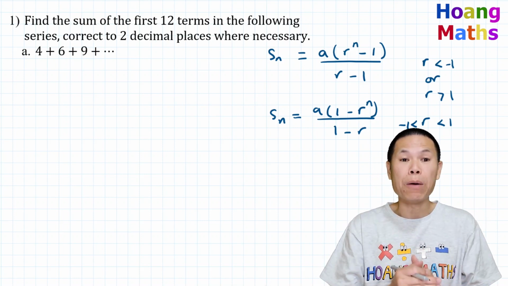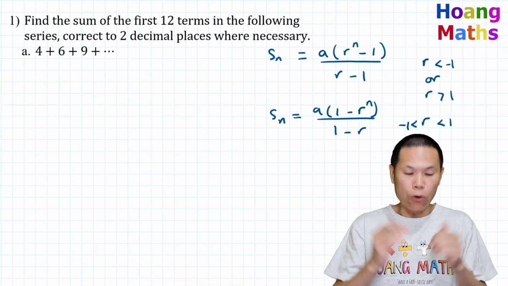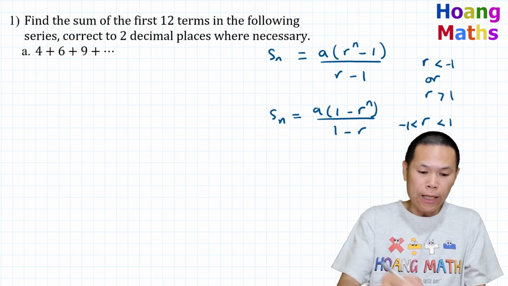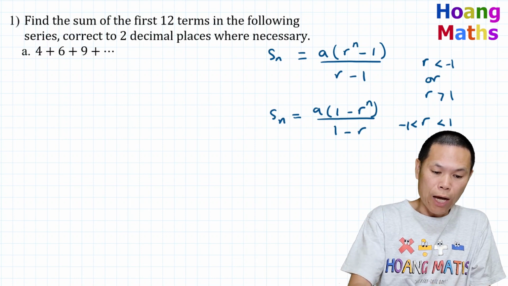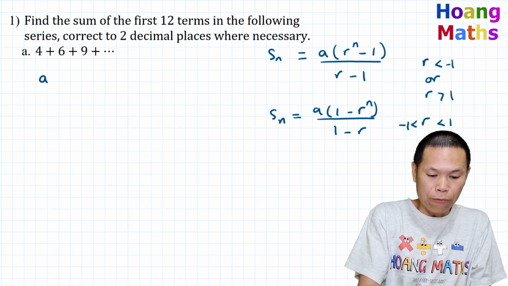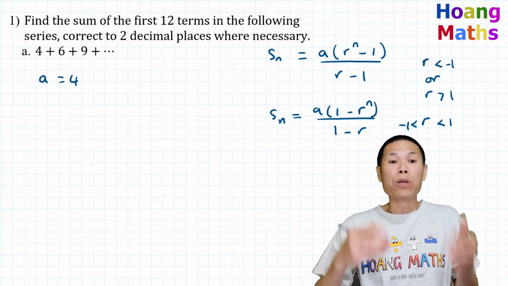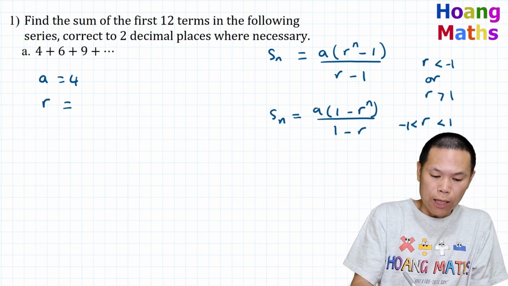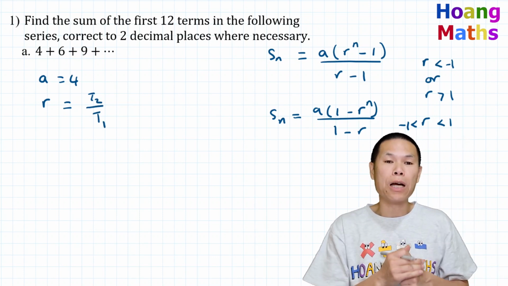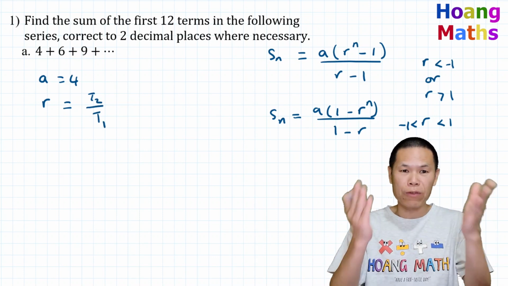So to find the sum of this series, first of all, we need to know that the a is the first term, so that is 4. So a is 4. Let me just write this down first. And we need to find the common ratio. So the common ratio is term 2 over term 1, or can be term 4 over term 3. Okay, keep that in mind.